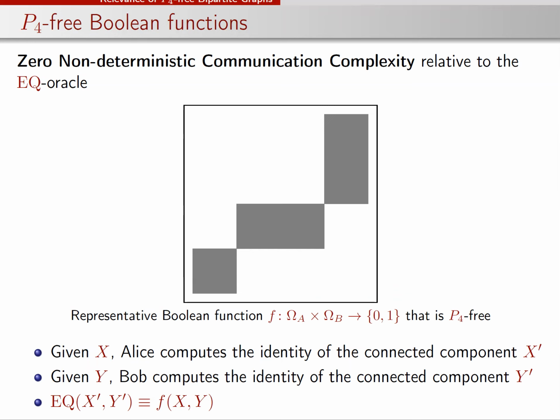And for the third application, interestingly, every P4-free Boolean function has zero non-deterministic communication complexity relative to the equality oracle. Why is this? Suppose a Boolean function f is P4-free. Given x, Alice computes x prime as the identity of the connected component containing the vertex x. Similarly, Bob computes y prime as the identity of the connected component containing the vertex y. And it is easy to see that the output of the equality oracle is exactly identical to the output of the function f.